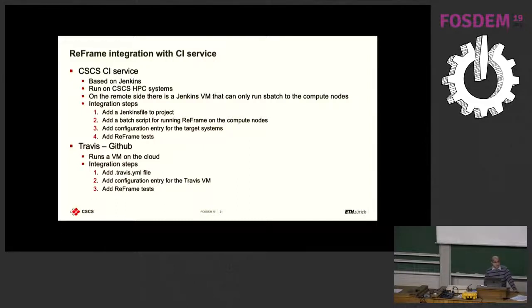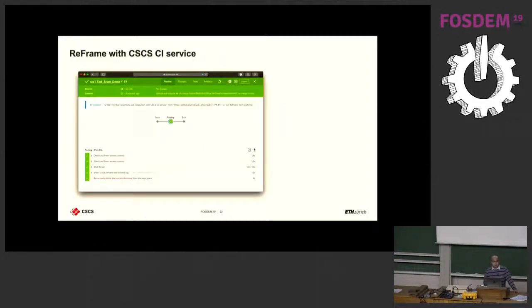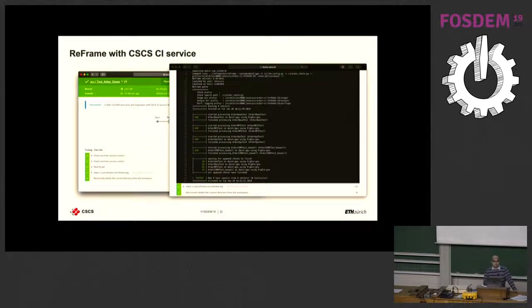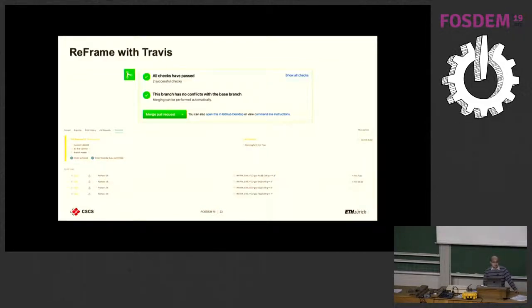Internally, we use Jenkins, so the usage is the same as we have for our own tests. For us, it's really nice because we can debug in the same interface. So this is how it looks internally at CSCS, and this is how it looks on Travis. So we can have a nice integration in all these cases.